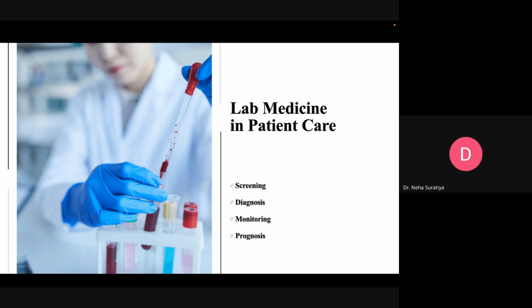Screening tests like HbA1c or lipid profile identify disease before the symptoms appear. You can advise some patients as well, that HbA1c and the cholesterol profile can prevent big disasters that are going to happen in the future. Of course, you can diagnose and intervene early, all based on laboratory reports, right? During diagnosis, tests like cultures, electrolytes, or imaging-related markers confirm what the clinicians suspect. During treatment also, lab helps to monitor whether the therapy is working or causing harm.